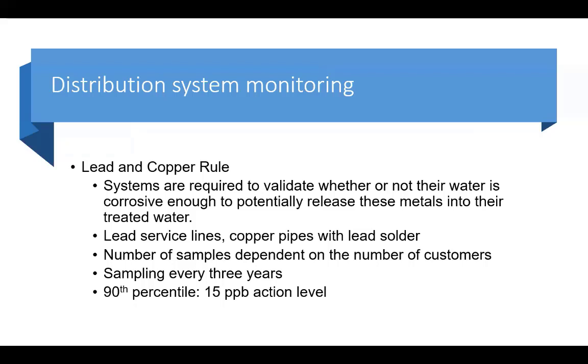So if you had 100 samples and 90% were, let's say, at 14 or less, you've met that limit. But you could also have a system with one sample, a couple of samples at 300 or 30,000. You still meet the rule based on this requirement.